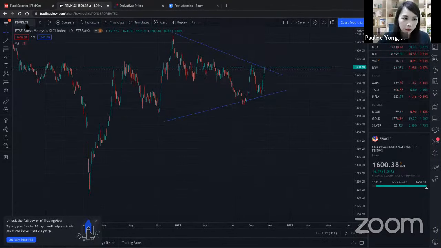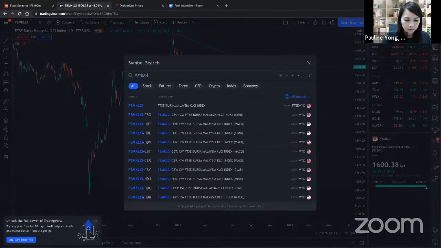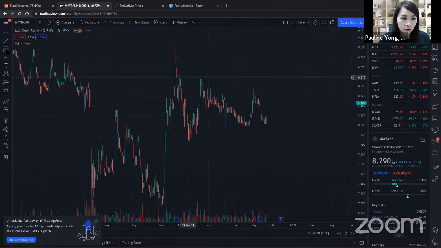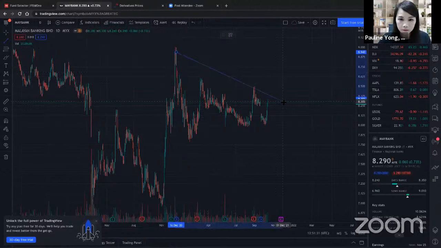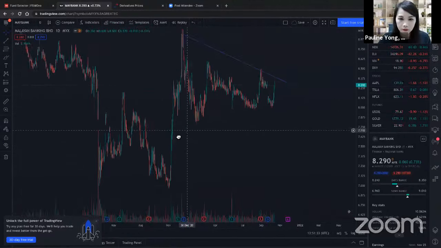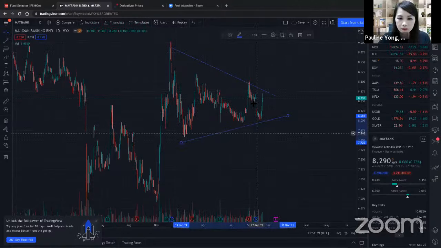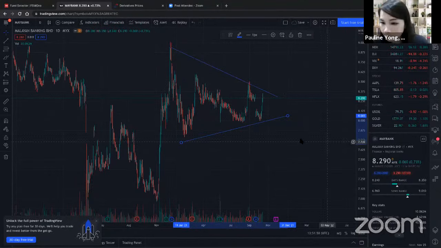And you can see Maybank also something like that. Maybank, you also see something like that as well. It's also a triangle, whereby A, B, C, D, E, and then you're going for a breakout as well. So this is a typical triangle pattern that you always see in a Bursa Malaysia stock. Very typical.